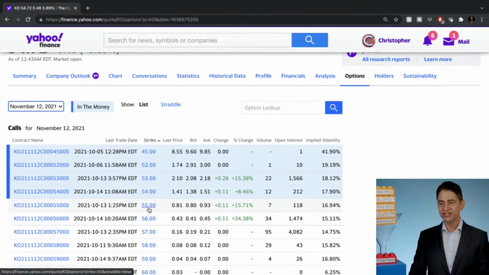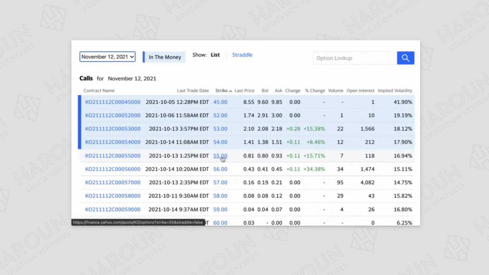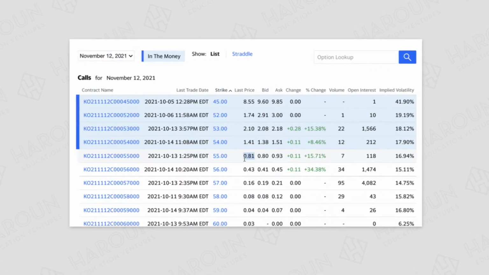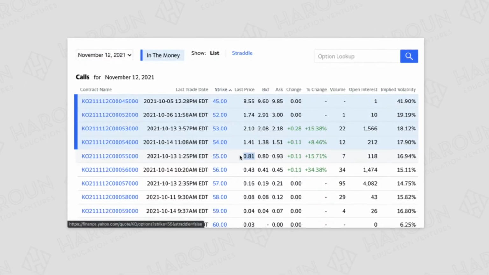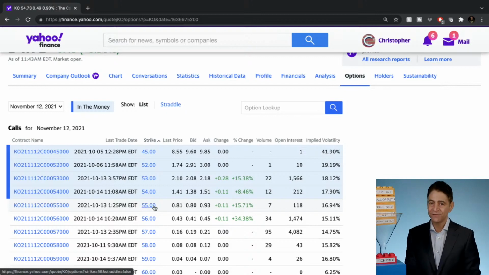And what that means is if between now and the 12th of November, Coca-Cola goes above $55, I make a lot of money. So I pay this much money for that right. The way options work is with each options contract you buy, it's silly, but you have to multiply it by 100. So I can pay $8.10 right now to buy a Coca-Cola November 12th, 55 strike.